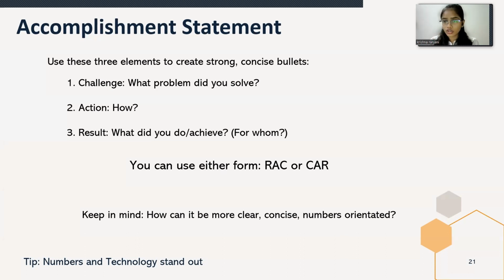So make sure you're going to use CAR. You can mention it as RAC or CAR, right? Either you check with challenge, action, and result, or you can mention the result, action, and challenge. I would always suggest you go with CAR. That is, what is the challenge that has been given to you? What is the action you have taken? How many results have you obtained, right? Keep in mind, as I told, numbers and technological stacks always stand out. If you're mentioning numbers and technology in your resume, then you are going to be the one who is shortlisted, right?